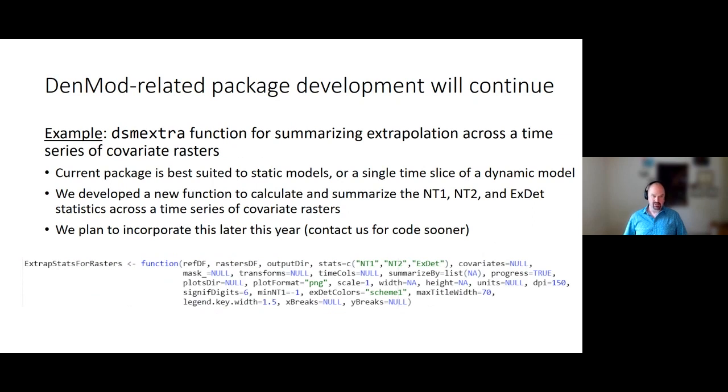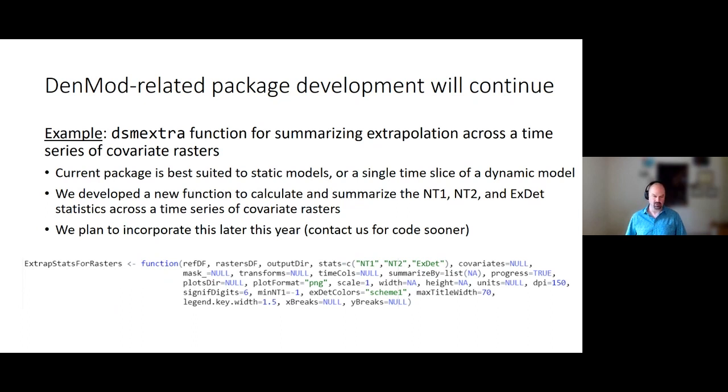I want to point out that DenMod-related package development will continue. One example of this is in the dsmextra package. There are functions in there for summarizing extrapolation, but not for summarizing extrapolation across a time series of rasters. That's something that we didn't have time to explore in the initial working group that developed this package. So the current package is best suited to static models or to a single time slice of a dynamic model. And at Duke, after this, we developed a new function to calculate and summarize the statistics from that across a time series of covariate rasters.